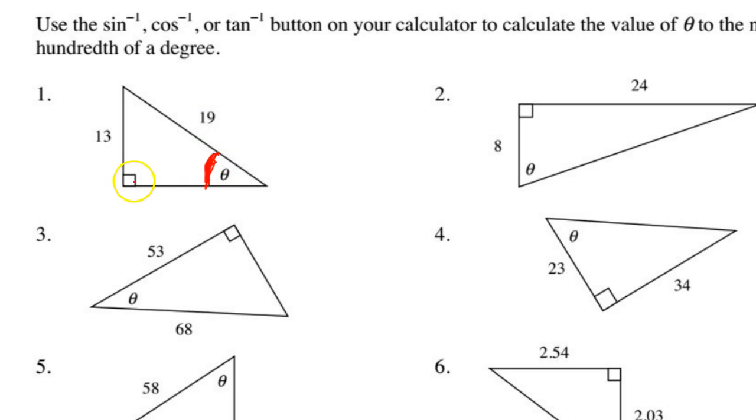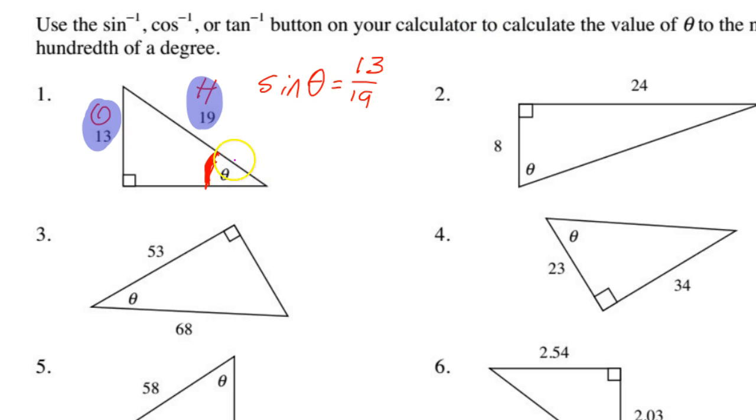Well, remember, across from the box is always the hypotenuse. Across from theta is always the opposite. So in problem number 1, they're asking us to use the opposite and the hypotenuse. Opposite and hypotenuse is sine. So that means sine theta is equal to opposite over hypotenuse.